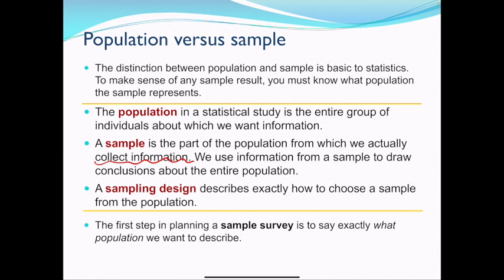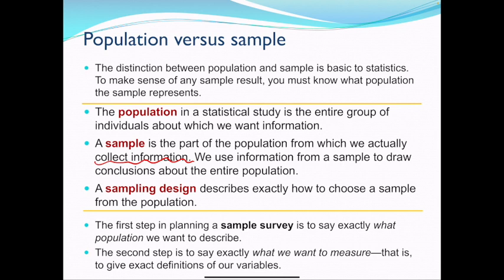The first step in planning a sample survey is this: let's say we want to survey a population. We aren't doing an experiment here. This is observational. We need to say exactly what population we want to describe. I can't just say college students. Maybe I want to say first generation college students. Maybe I want to study first generation female college students. Maybe I want to study first generation female college students who are parents. We need to narrow it down to make sure we've got our perfect population. Then we want to say exactly what we want to measure, so we have to give exact definitions of our variables if we have them.